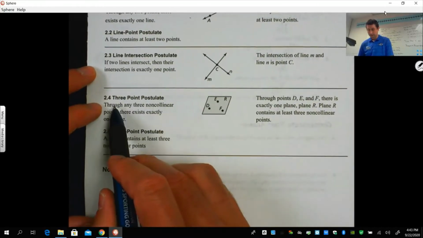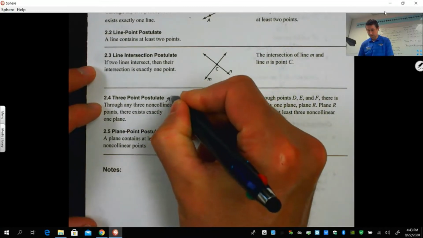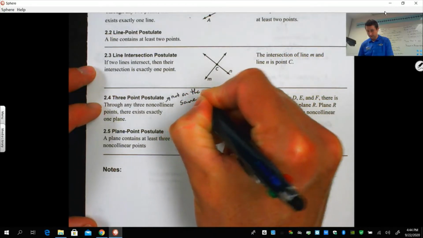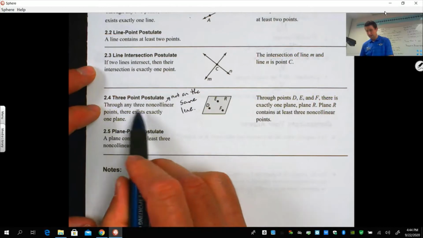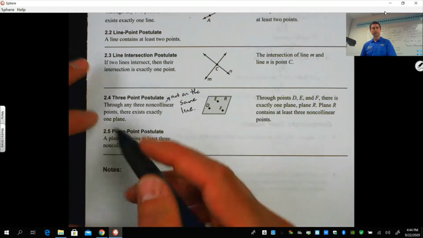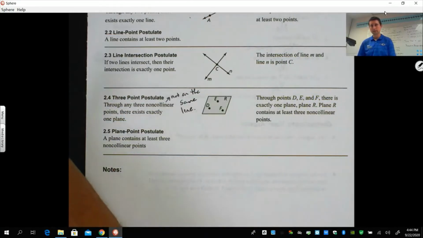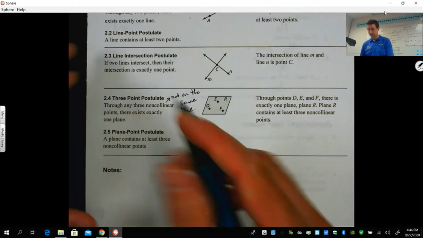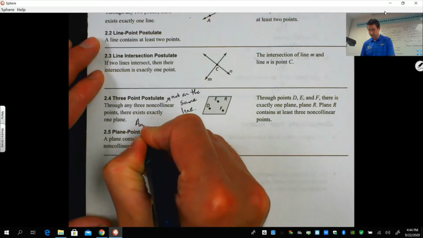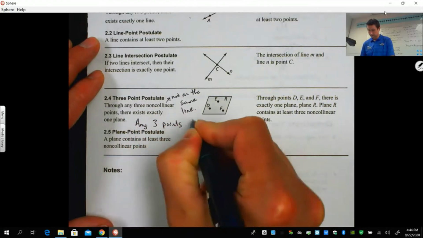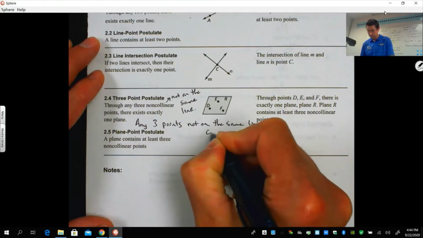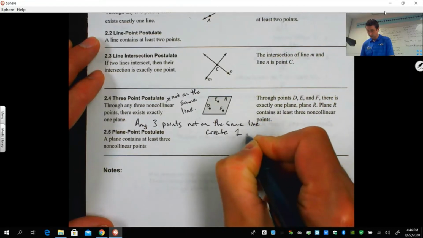Three-point postulate. Through any three non-collinear points, which means not on the same line, there exists exactly one plane. So that's saying that we have to have three non-collinear points to make a plane. So any 3 points not on the same line create one plane.